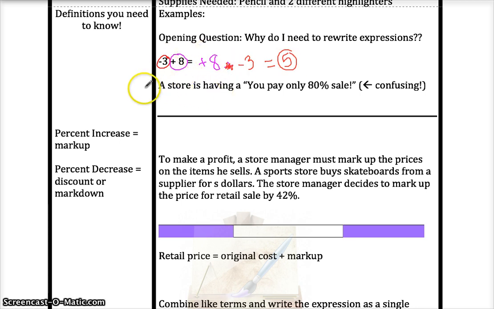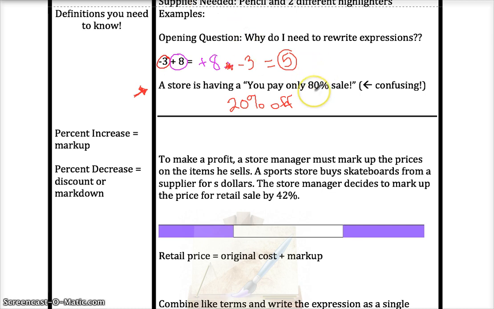But what about this problem? A store is having a you pay only 80% sale. Well, A, that's a lot of words, and B, it doesn't totally make sense to the audience they'd be advertising to. The words here, you pay only 80%, is confusing. They're trying to say that they're having a 20% off sale. And so instead of you pay only 80%, they just say 20% off. Okay, so those are two examples of why rewriting expressions can help you, and they can make things a little bit easier to understand.